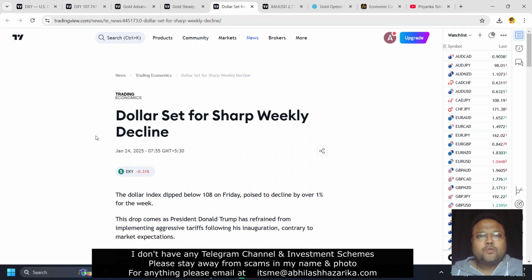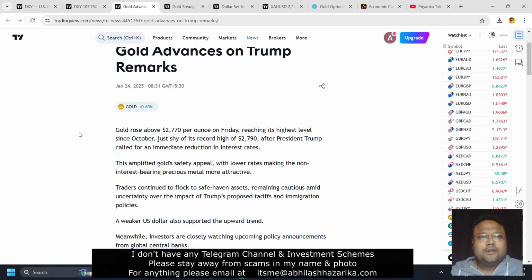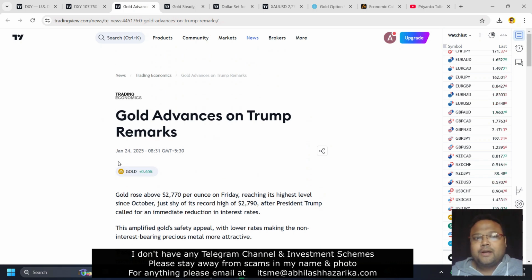Dollar set for sharp weekly decline. Gold advances on Trump remark. Gold rose above 2770 per ounce on Friday, reaching its highest level since October, just shy of its record high of 2790, after President Trump called for an immediate reduction in interest rates.